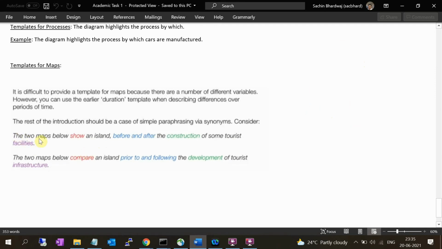So we have written that the two maps below show an island before and after the construction of some tourist facilities. Maybe this is what is given in the question. Now you have to write your answer by paraphrasing it. You'll write: the two maps below compare an island prior to and following the development of tourist infrastructure. You have paraphrased show, before and after, construction and facilities. Almost 70% of your sentence you have paraphrased. This is the way you have to do it for maps.